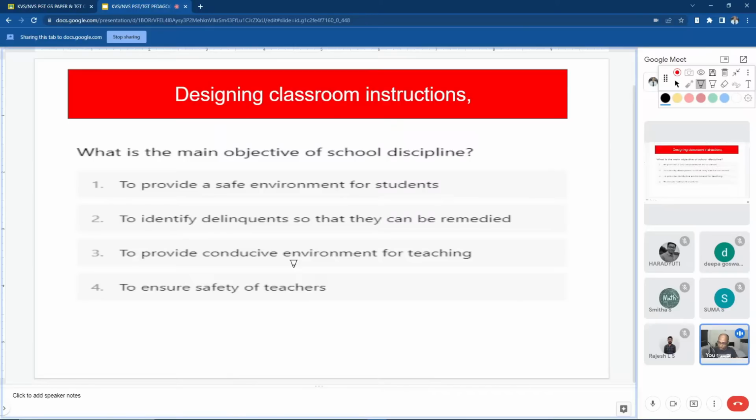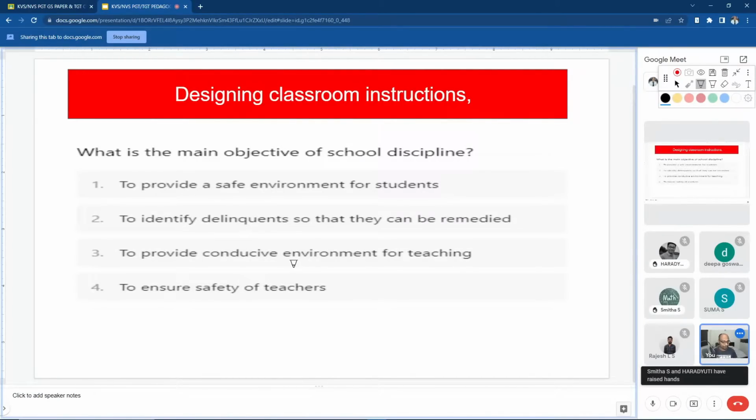Now we are going to the main topic, designing classroom instructions. Up to here it is just the introduction to the topic, factors affecting learning and their implications. So now it is divided into 3 subtopics, designing classroom instructions. Before we start the introduction to designing classroom instructions, let us go with the MCQ questions.